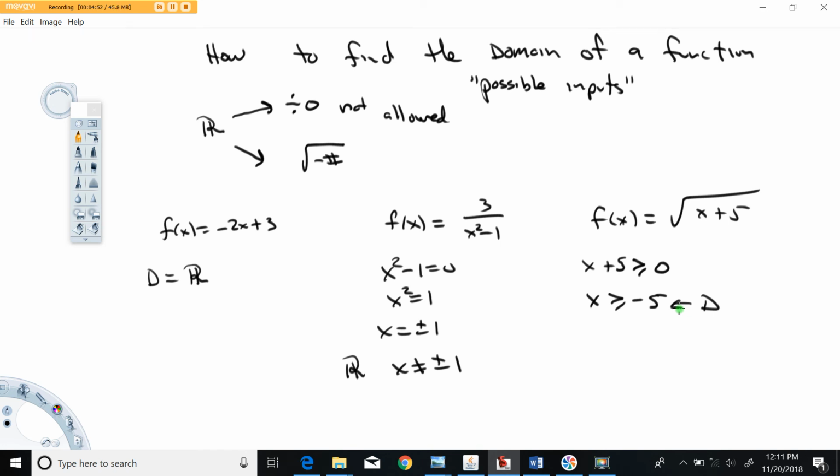So this was meant to be just an introductory video on how to find domains. I think I'll just leave it at that. Again, you start with the assumption of all real numbers, and then you put restrictions on the domain based on whether there are any potential division by zeros or even roots of negative numbers. I hope that this video demonstrates how to find domains for algebraic functions.